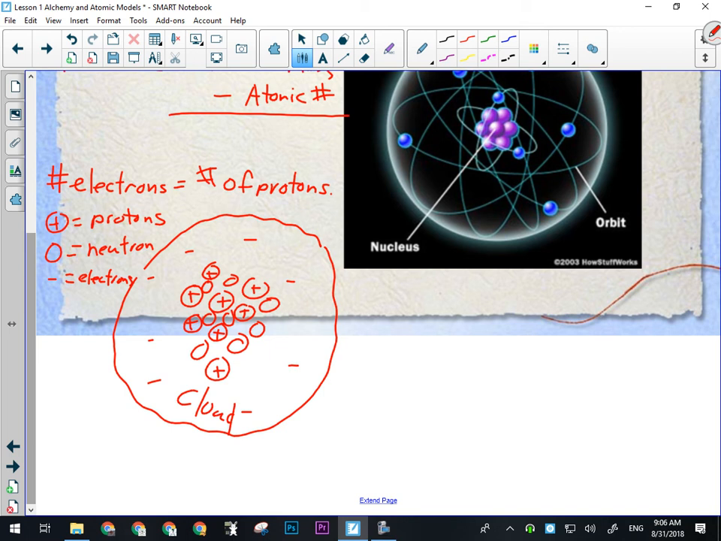So 1 mark for the right model, 1 mark for putting protons and neutrons in the nucleus and electrons around the outside, and 1 mark each for the right number of protons, neutrons, and electrons. I cannot remember the last time I did not ask that on a unit exam. Hint, hint.